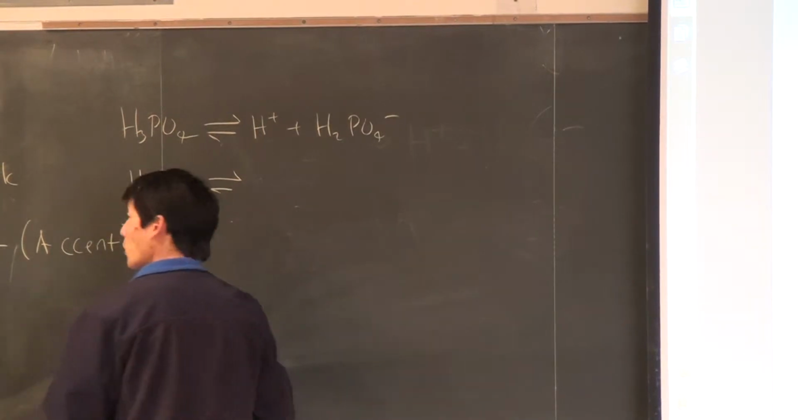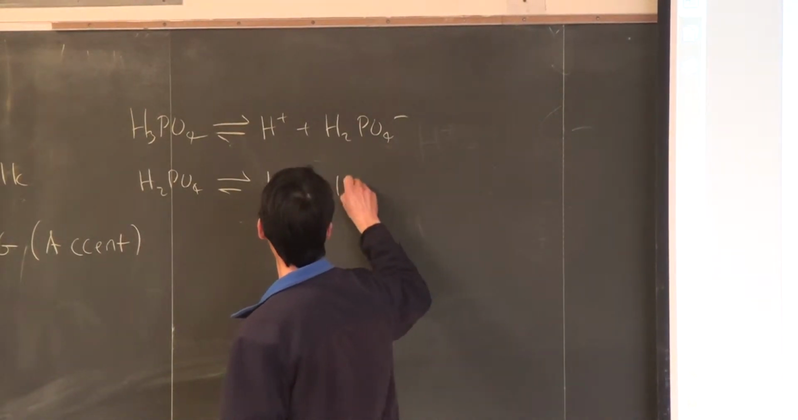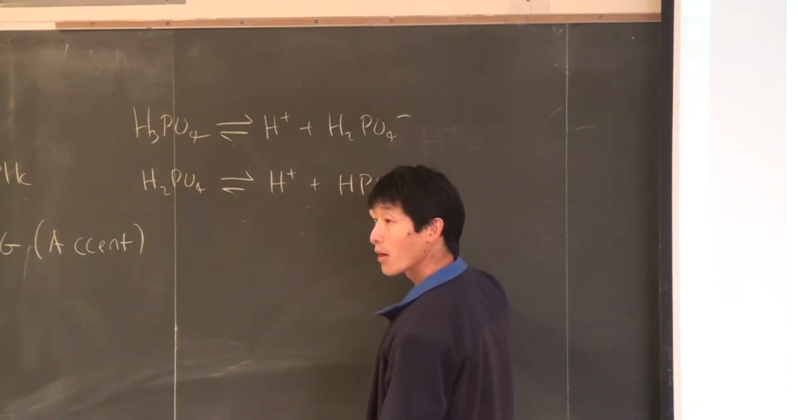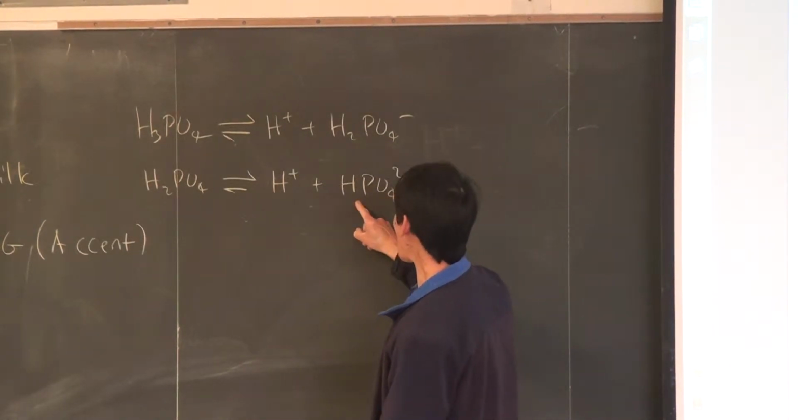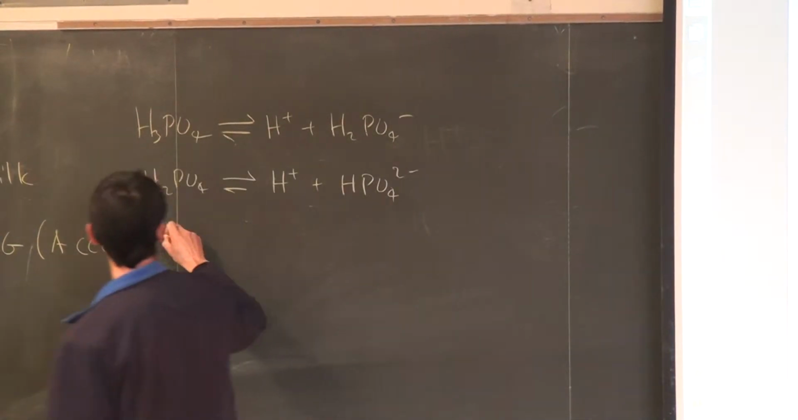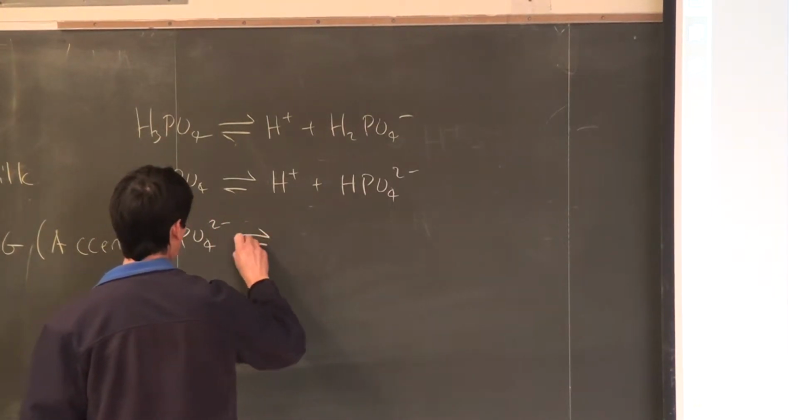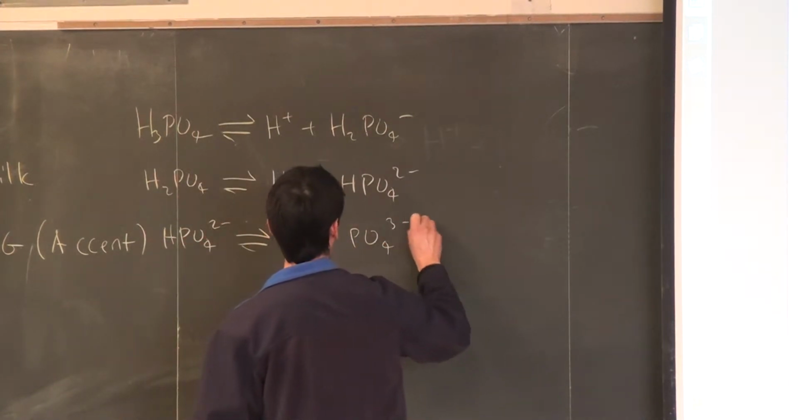That dissociates into HPO4, and the charge of HPO4 is 2 minus. So again, this behaves like a base. It also behaves like an acid. So in our last one, we have HPO4 2 minus going to H plus and PO4 3 minus.